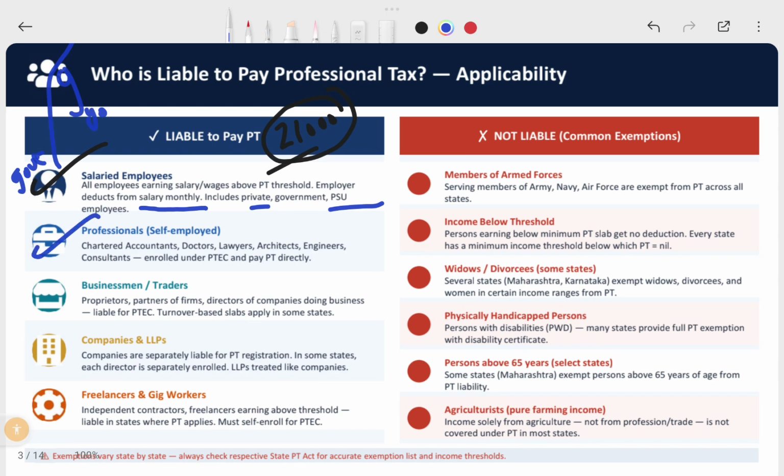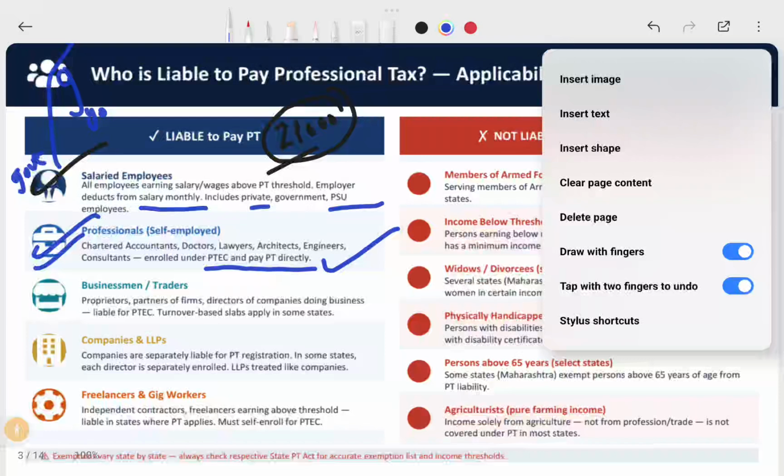Also professionals. Who are the professionals? Doctors, company secretaries, lawyers, chartered accountants, architects, engineers, who are not doing jobs as salaried employees but are doing their own business. They are also covered under this act. They need to obtain a professional tax enrollment certificate and pay professional tax directly, even though they are not under an employer and employee agreement with any company.